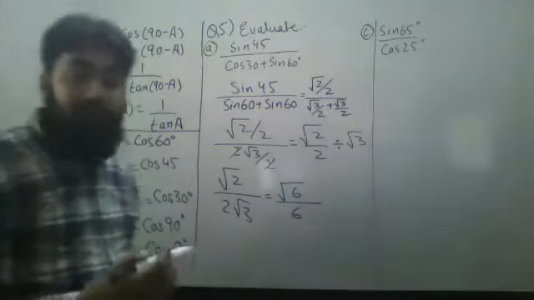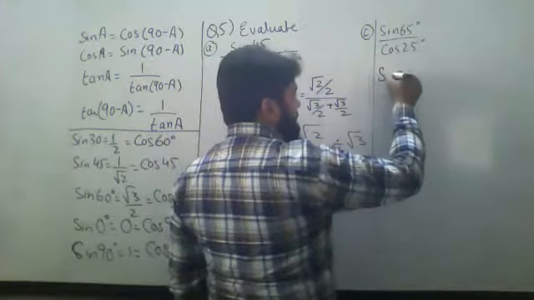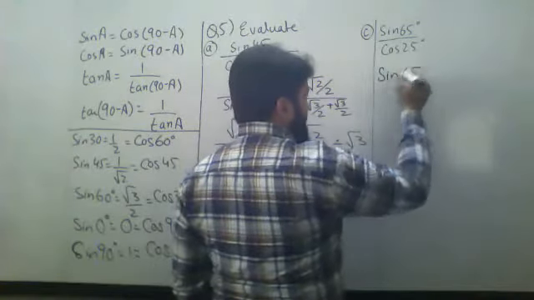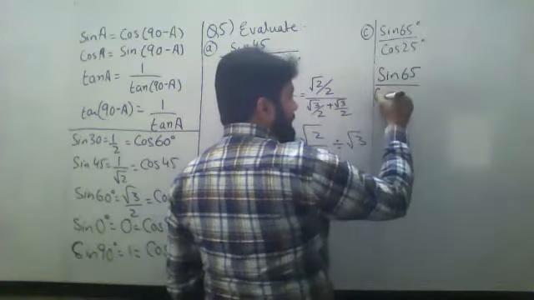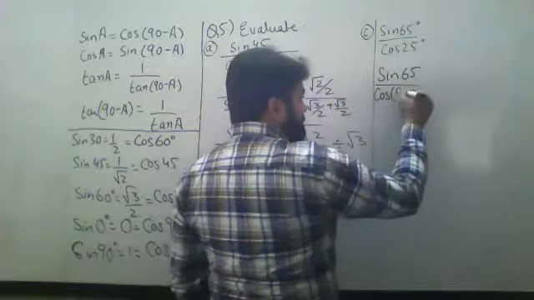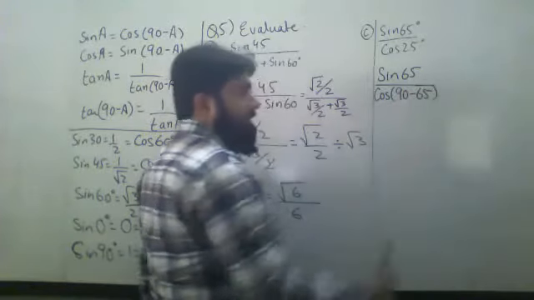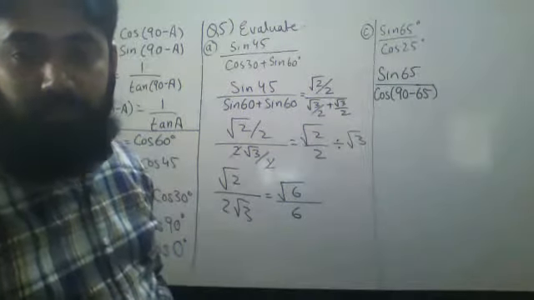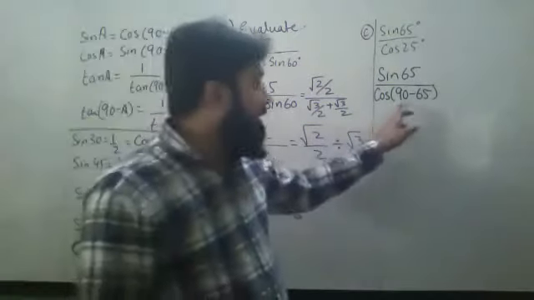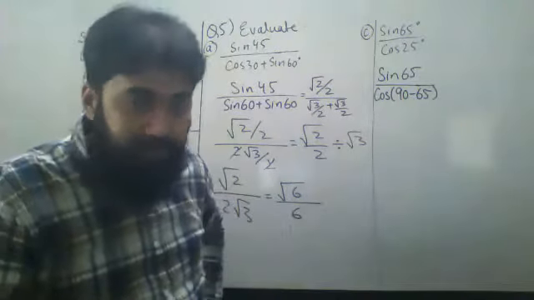Okay, so let's convert it. Sin 65, I am keeping it like that. This is 25. So can I write it like this? Cos (90 minus 65), because 90 minus 65 is 25. When I subtract 90 minus 65, the result will be 25.